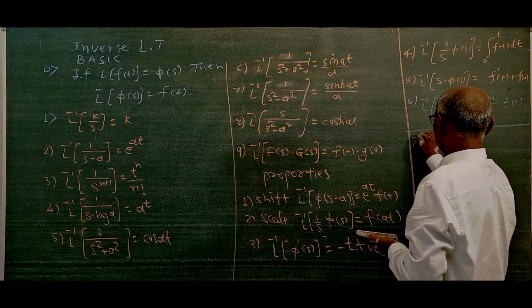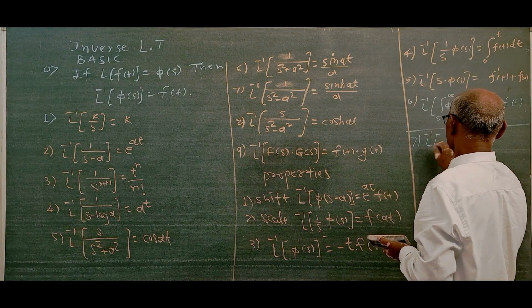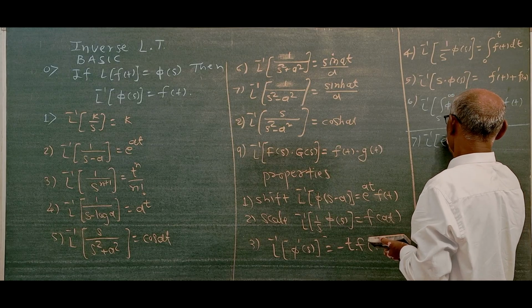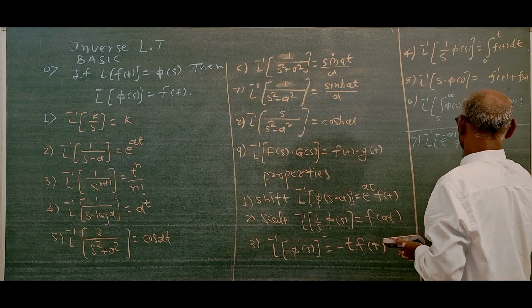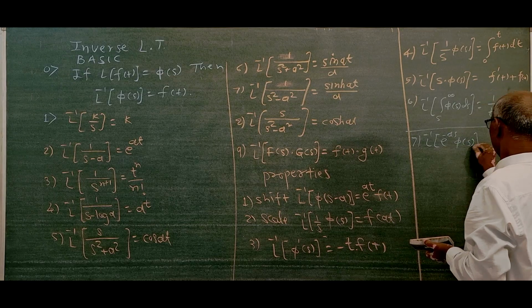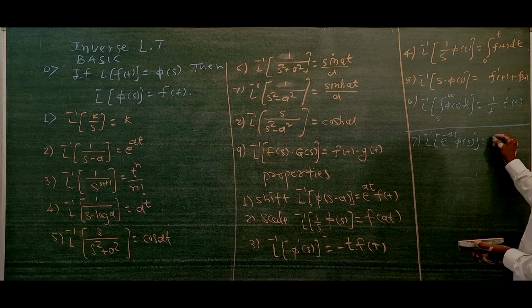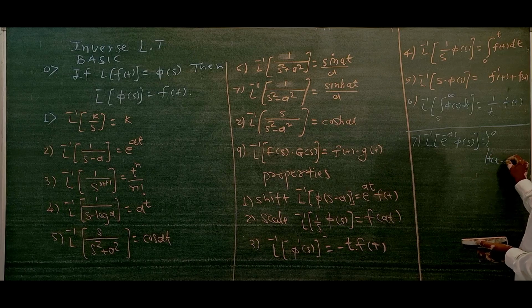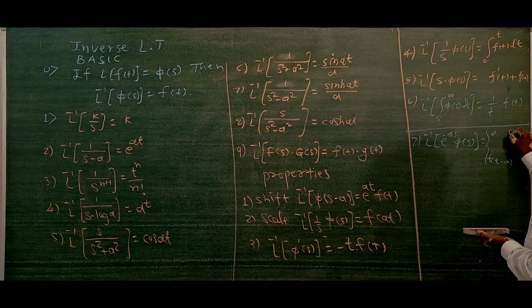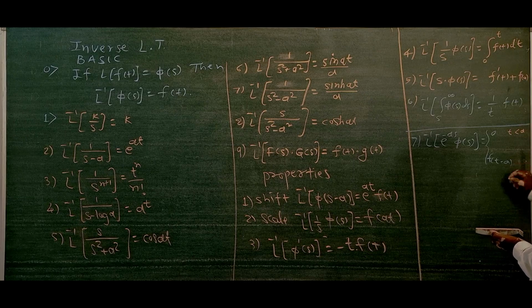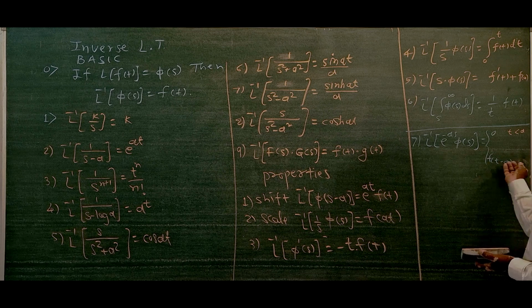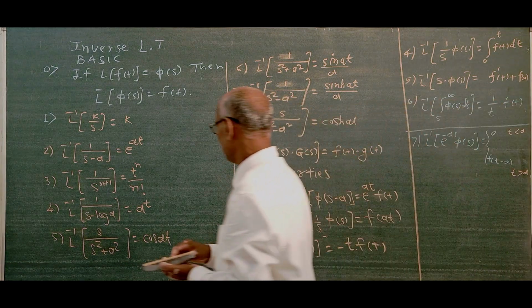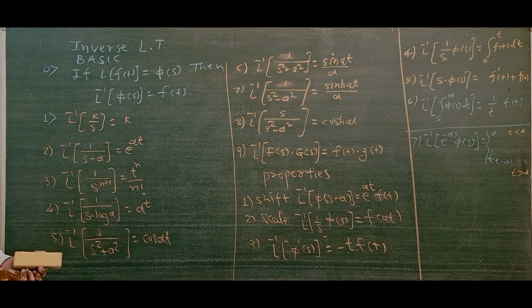And one more property which is special one called as shifting property number 2, e raised to minus as into phi s. This is a. Then that comes f of t minus a, that is curly bracket here 0, here f of t minus a. This is for t less than a and this is for t greater than a. These are conditions for f of t. So these are properties.